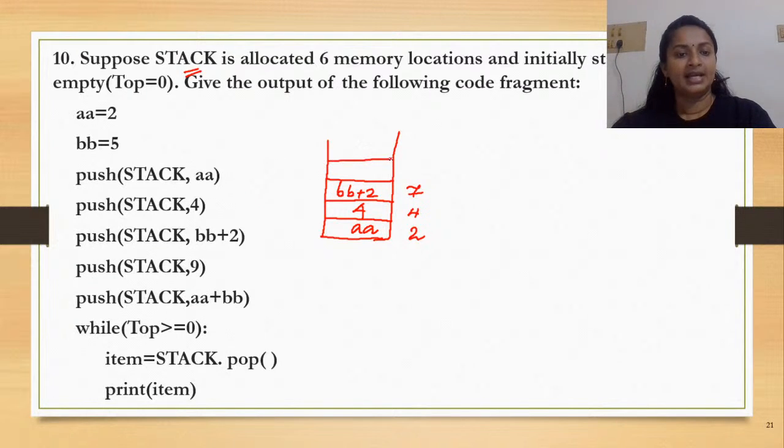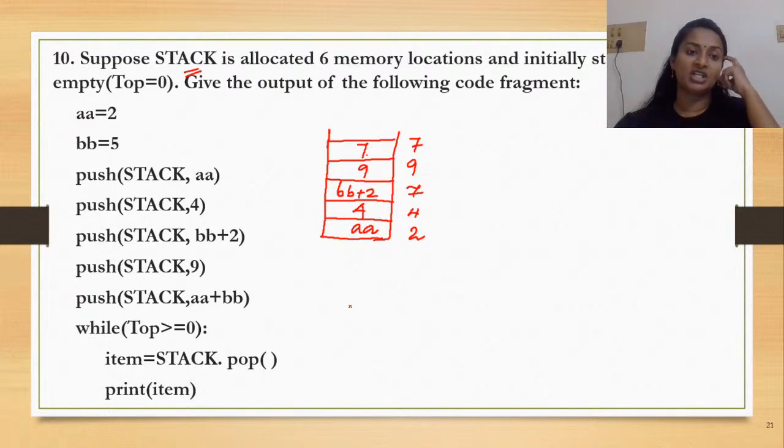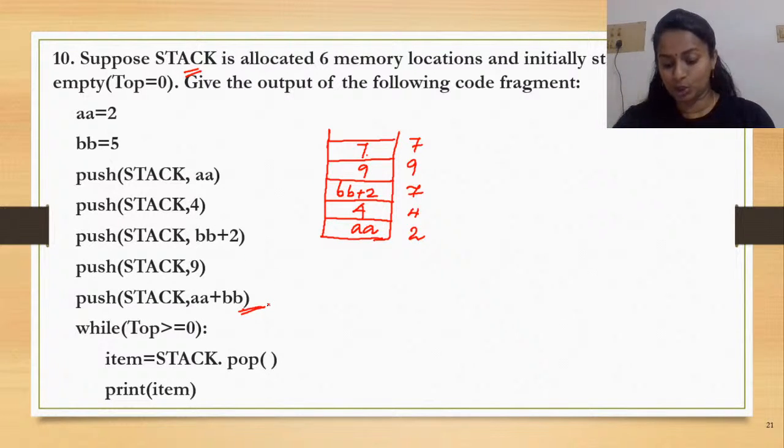Then the value pushed is 9. Okay. And what is the next value being pushed? The next value being pushed is A plus B. Now, which is that? 5 plus 2, which is 7. Okay. So, these are the values that are pushed into your stack. When you are done with all the 6 push operations, this is how your stack would look. Is the idea clear? On top of the stack, the value pointed by top is 7.